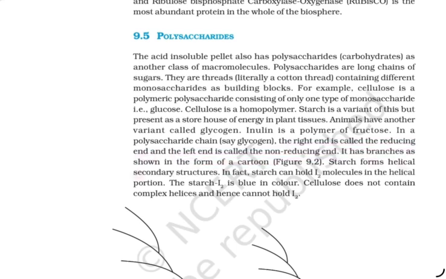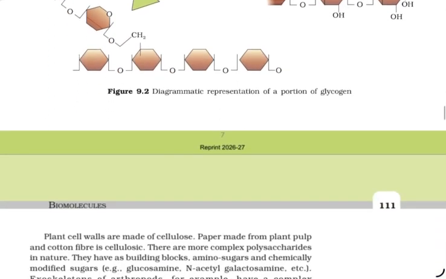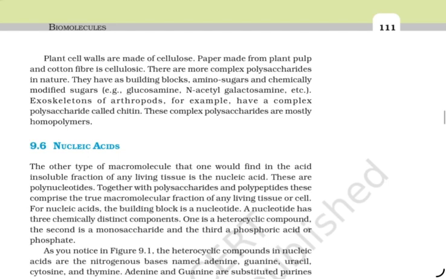Starch forms a helical secondary structure. In fact, starch can hold I2 molecules in the helical portion. Starch with I2 is blue in color, and cellulose does not contain complex helices and hence cannot hold I2. Plant cell walls are made up of cellulose, and paper is made from plant pulp and cellulose fibers.